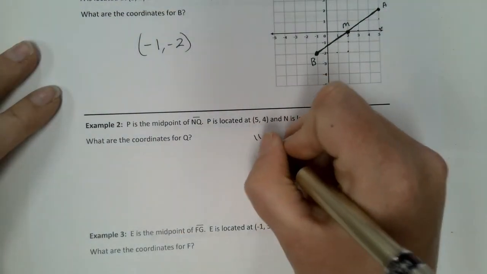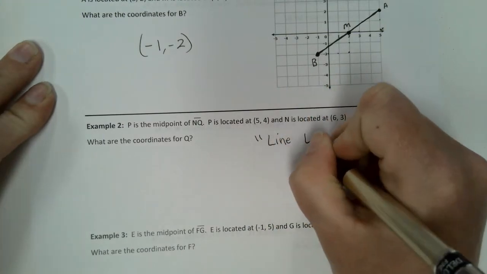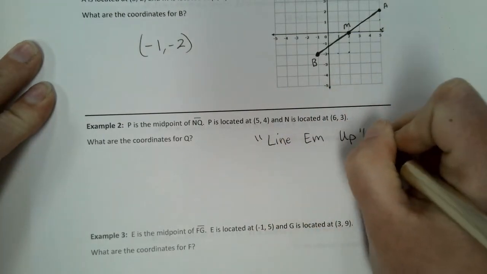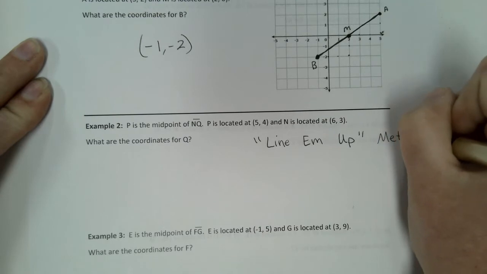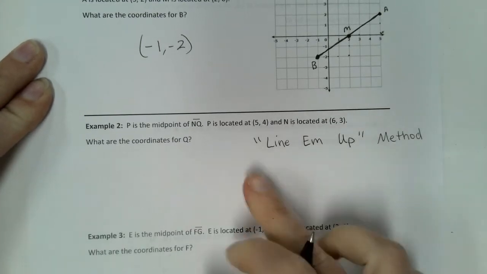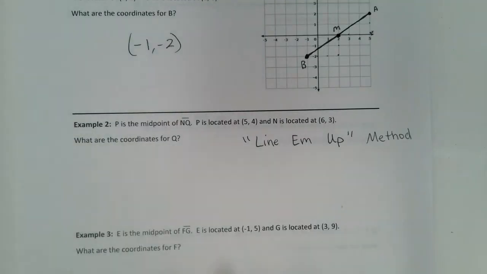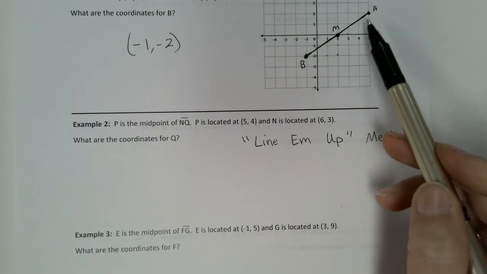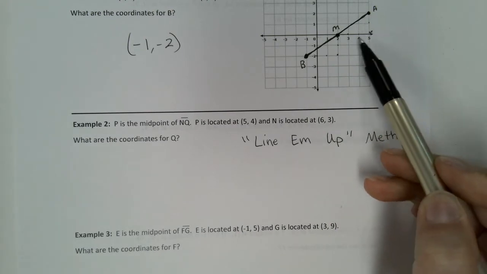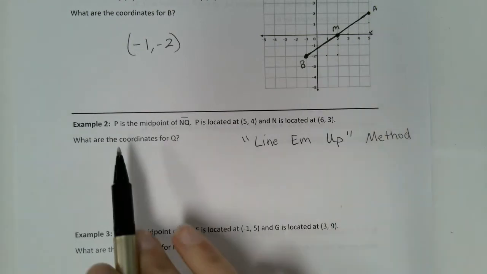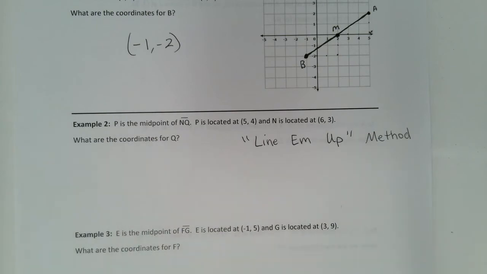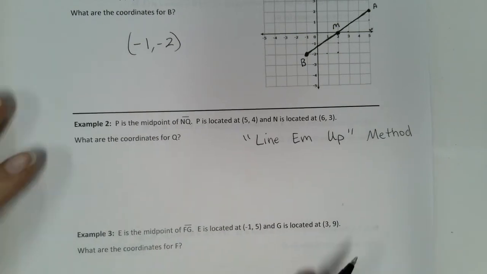And this is a method that I call the line up method. Obviously, that stands for line them up. That's what we're doing. We're going to line them up, okay? And this is going to show you a little trick. It's basically what we were doing up here, where we just find the pattern, down 2 over 3, down 2 over 3. We're going to find the pattern, but we're going to be able to do it without the graph. Okay, so let's look at example 2.